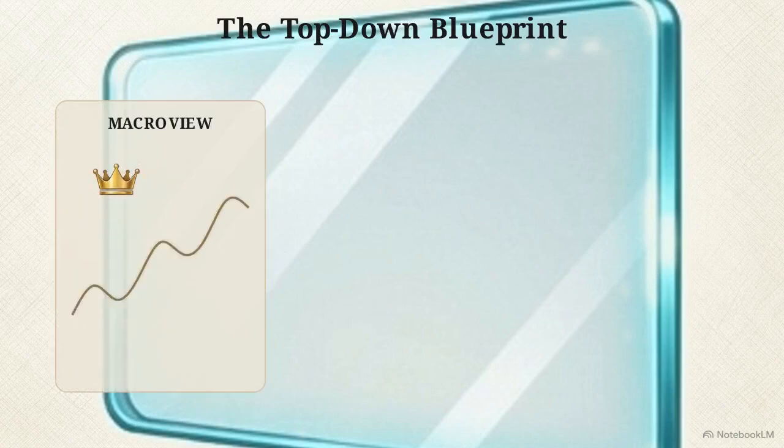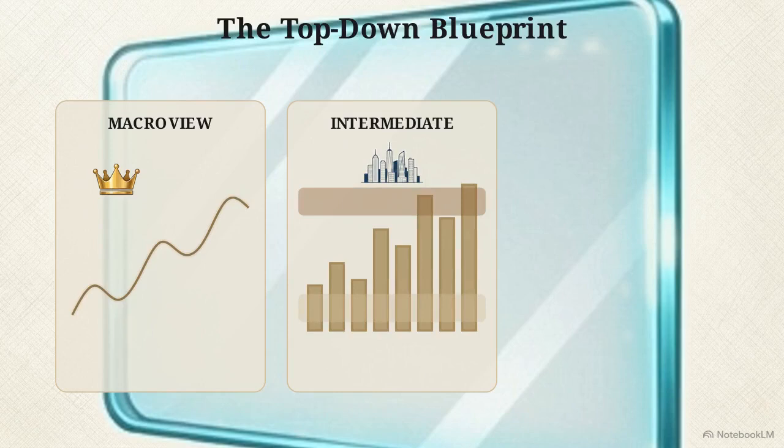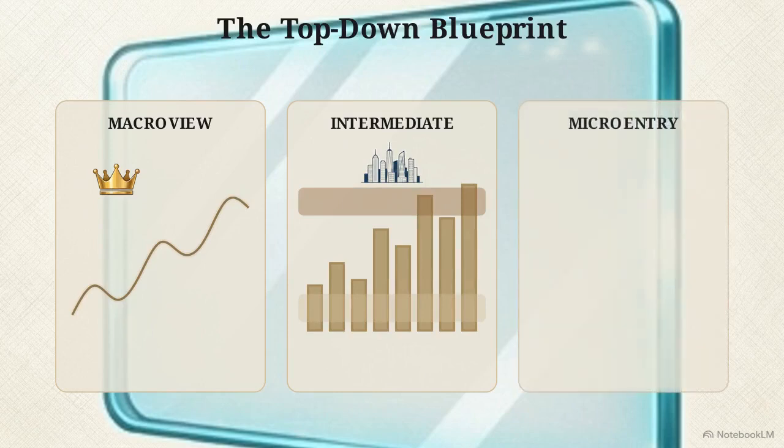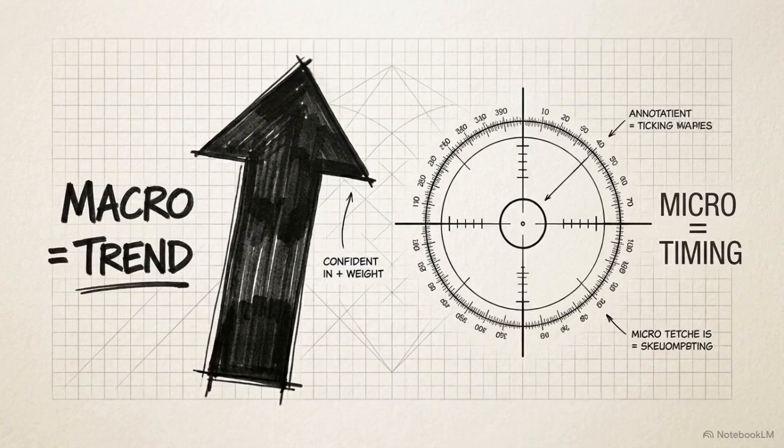So let's review the complete top-down journey. You start by finding your country to establish the daily boss direction. Then you find your city by marking major zones of support and resistance. Finally, you navigate down to the street level for a tight sniper entry. If you remember one rule from this system, let it be this: the big chart decides the direction, the small chart decides the entry. Now it's time to put this into practice.